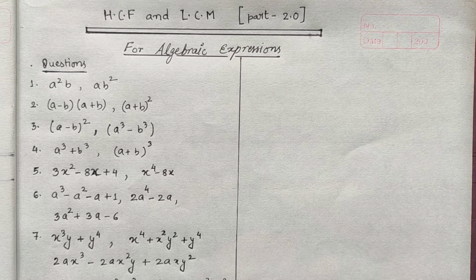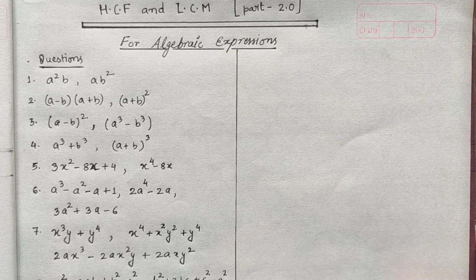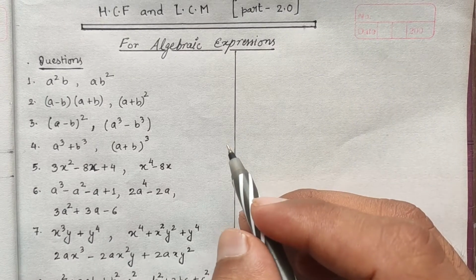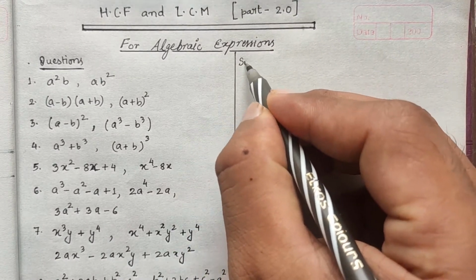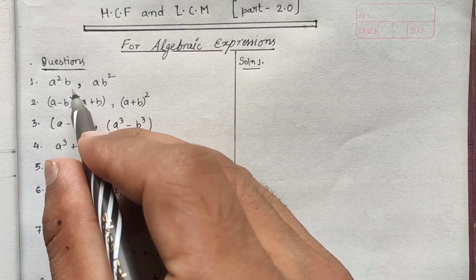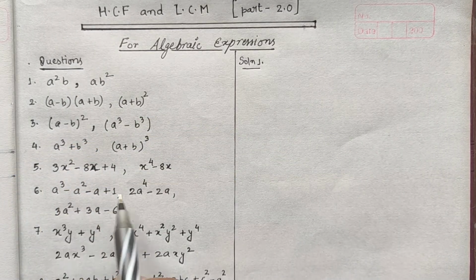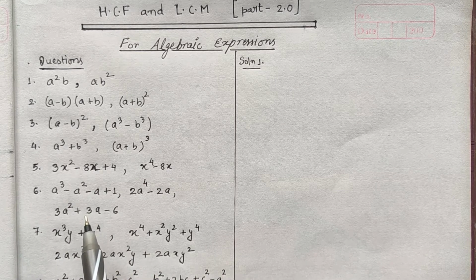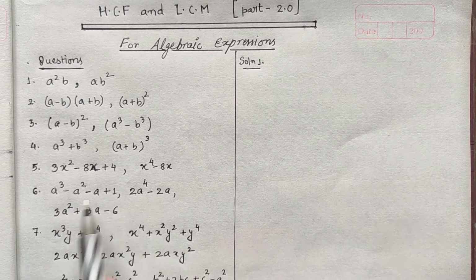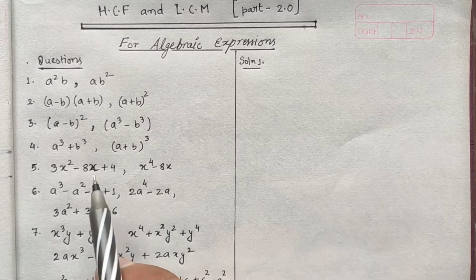Now here we are trying to find the HCF and LCM of algebraic expressions. So let's start with the first question. Solution of question number 1. Here are two expressions. This comma separates the expressions. This is the first expression, this is the second. In later cases, like question number 6, this is the first expression, this is the second, and this one is the third expression. The comma separates the expressions.